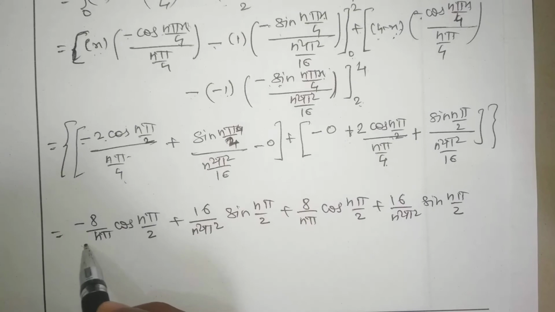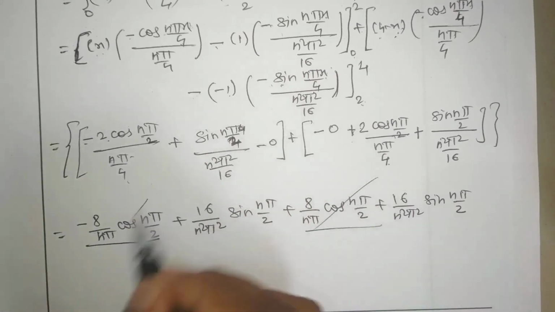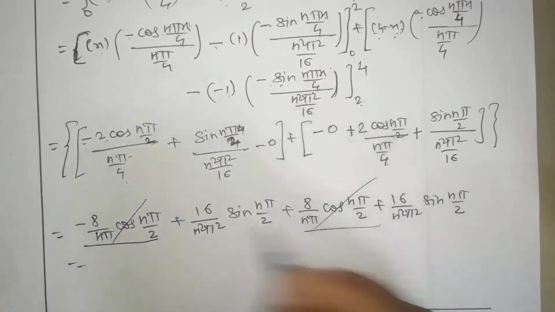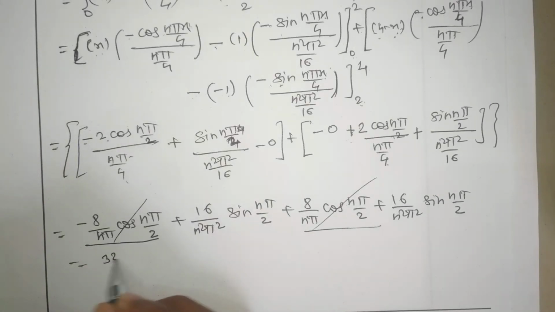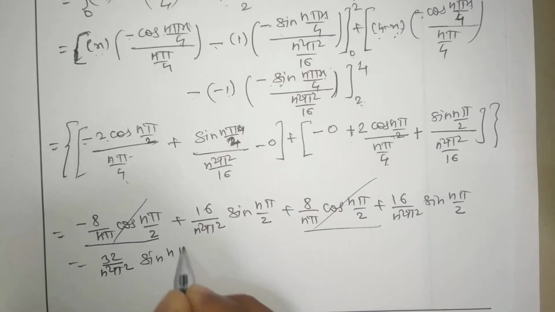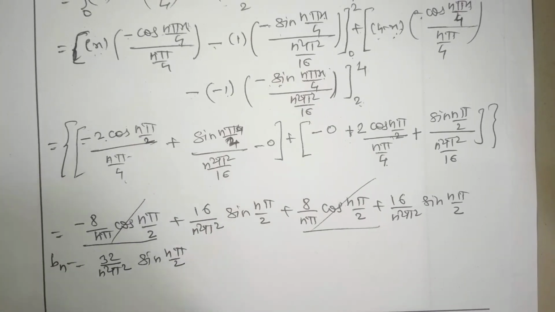So there are 4 terms, out of that the first term and third term cancel out, plus minus, and the remaining 2 terms add. So 2 times 16, that is 32 upon n square pi square sin n pi by 2. This is the value of Bn. 32 upon n square pi square sin n pi by 2.